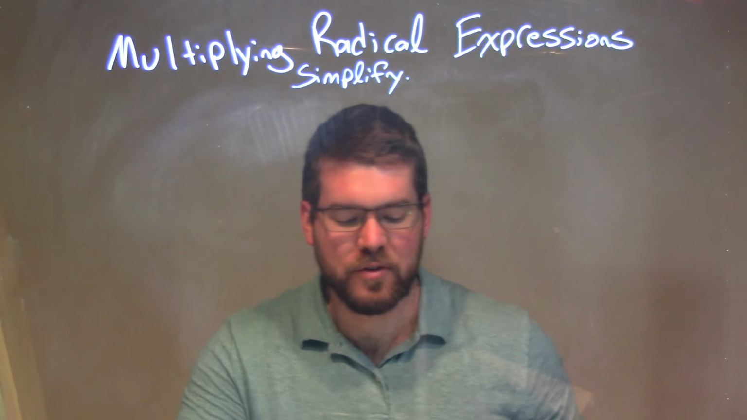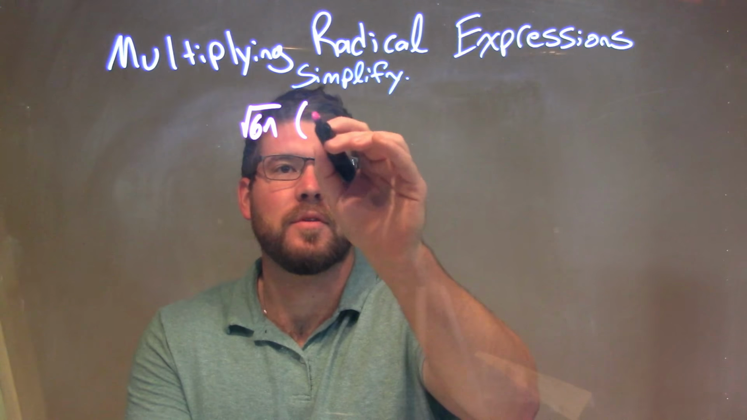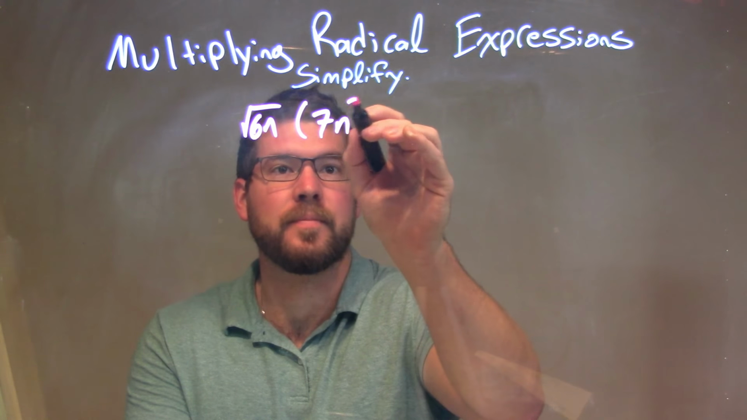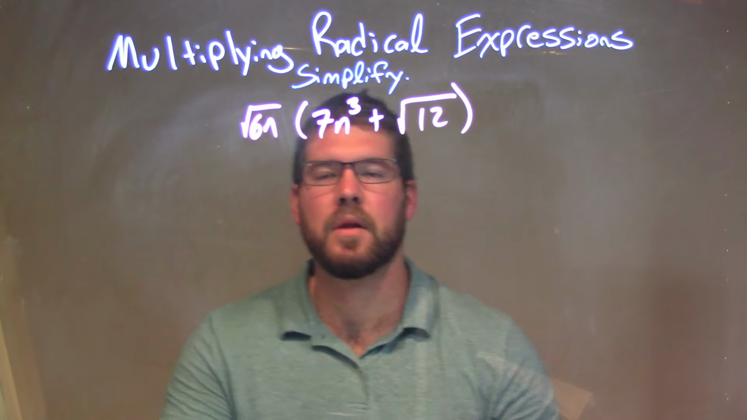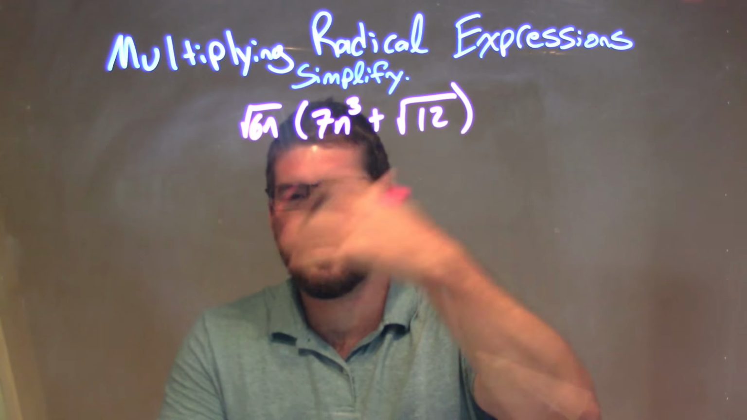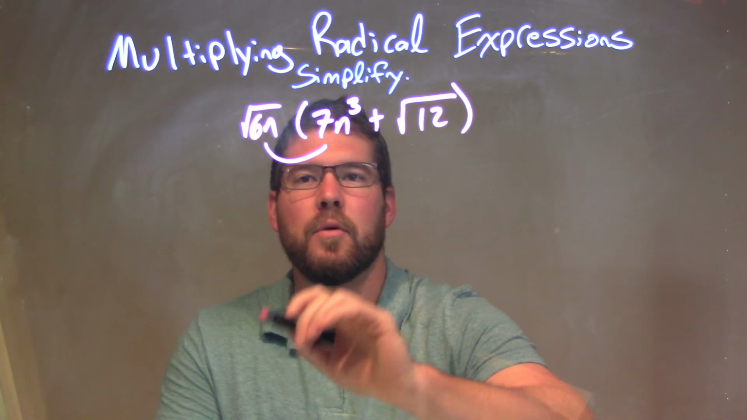So if I was given this expression, the square root of 6n times 7n to the third plus the square root of 12. Alright, well inside this parenthesis there's nothing that I can do to simplify, so let's distribute the square root of 6n to both parts.